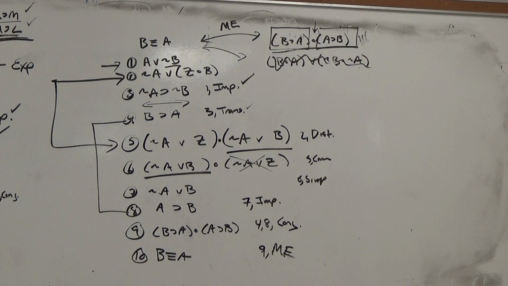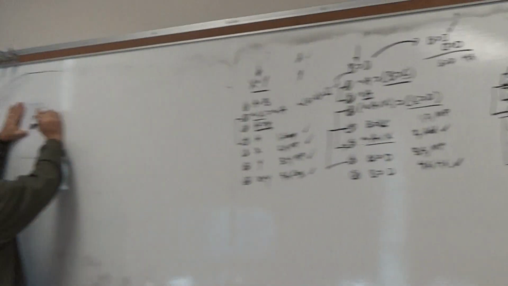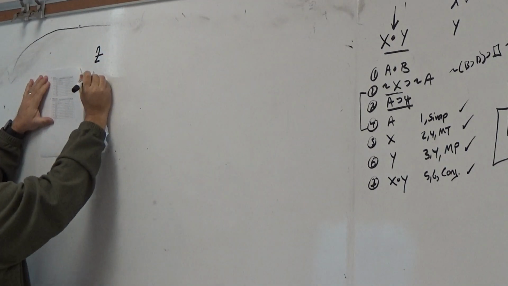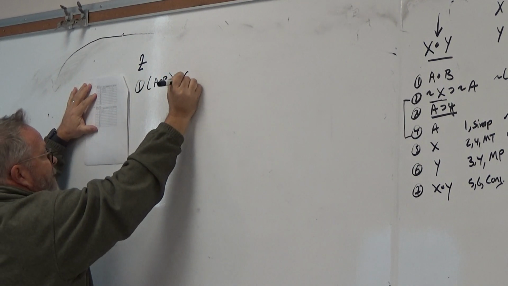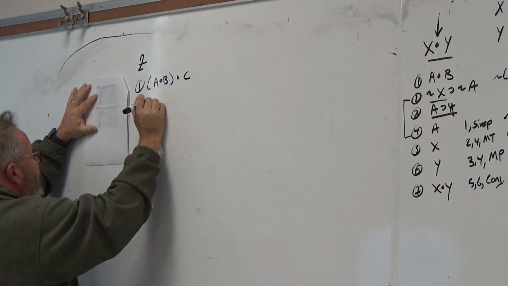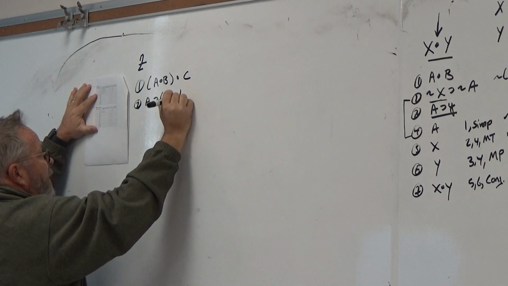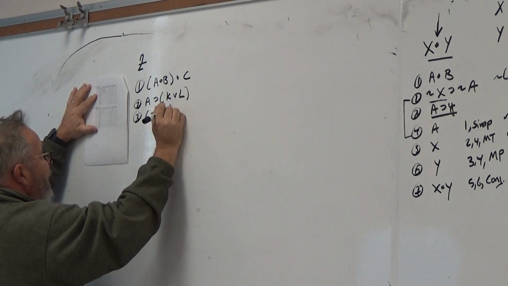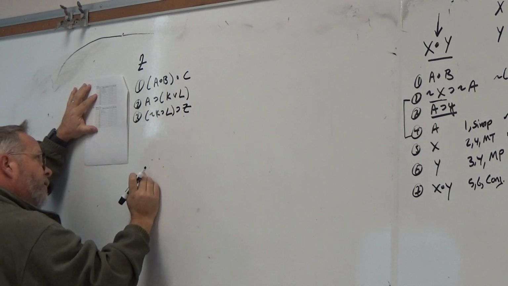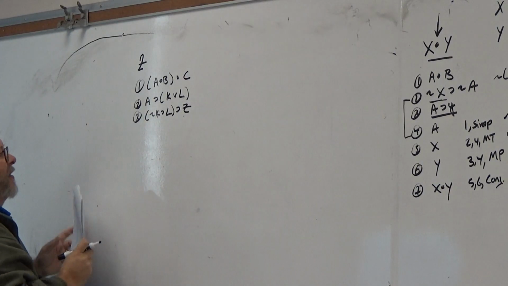B if and only if A. Okay. Next problem, 7. Prove Z. A and B and C. A then K or L. 3 is not K, then L, then Z.